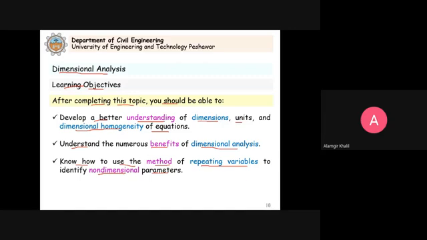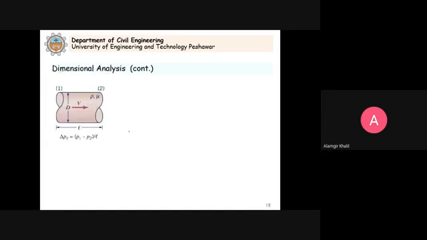So you can see that by end of this topic, you should be able to achieve all these objectives. So let us start with this dimension analysis. Let me further highlight the importance of study of this topic. Why we need to study this topic? So we consider the flow of fluid in a pipe.